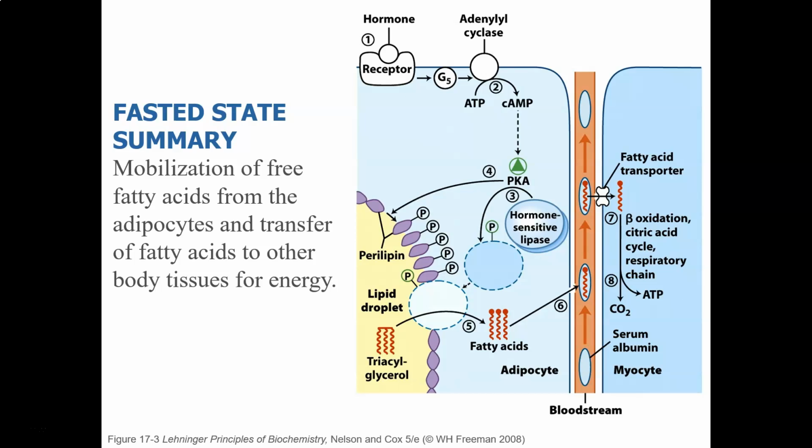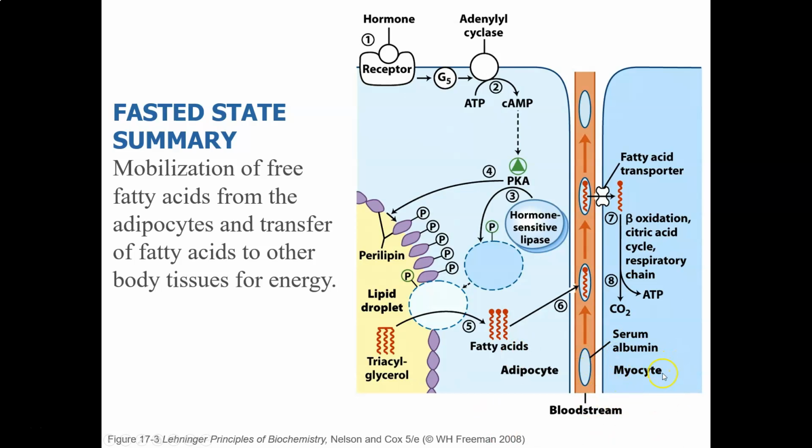This is a nice fasted state summary. What's happening here is we have our hormones binding to receptors to activate protein kinase A. Over here on the left, this is the adipocyte. The hormone-sensitive lipase becomes phosphorylated and active, and these are the lipid droplets that are used to store the triacylglycerol. There's a hydrolysis of these three fatty acids from the triacylglycerol. Now we have the free fatty acids, and we will bind them to albumin and send them to the bloodstream. And then here, on the last slide I showed the fatty acids going into the liver, but they can go into the muscle too.